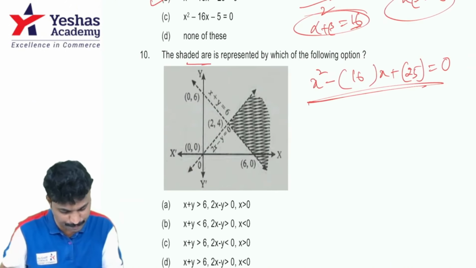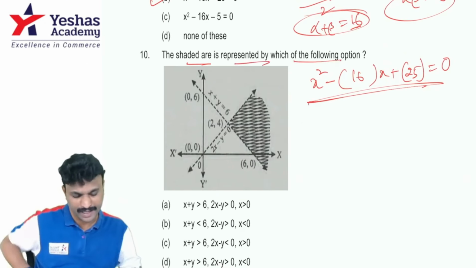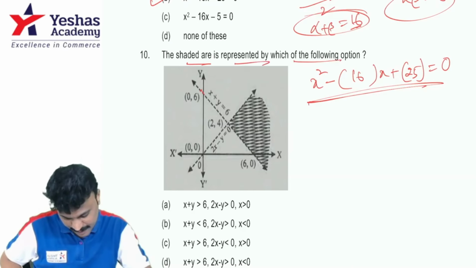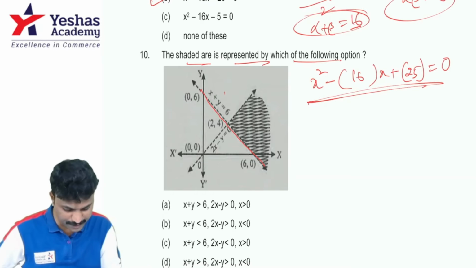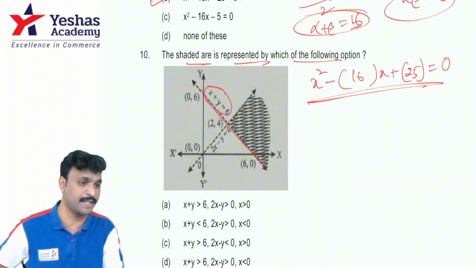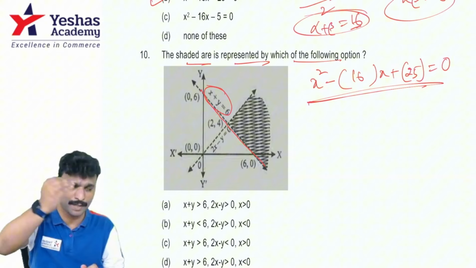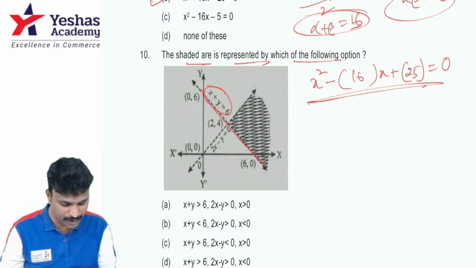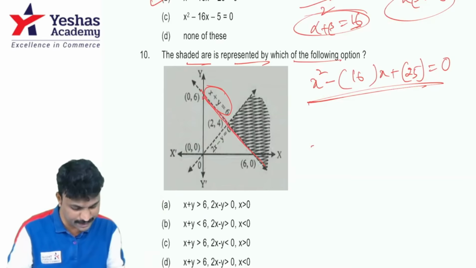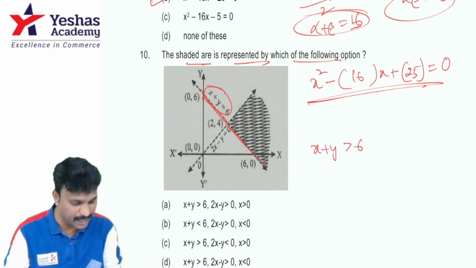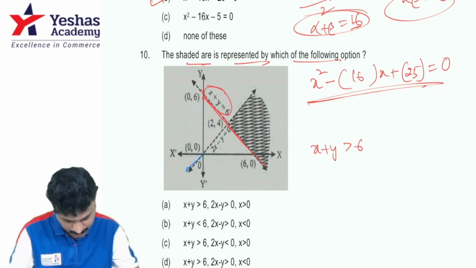The shaded portion, the shaded part is represented by which of the following options? Guys, take one line at a time. First, I'll consider this x plus y equal to 6 line. Now, x plus y equal to 6 line, you can see y is positive. If y is positive, it's a normal convention. Below means lesser, greater means above. You can see for this red line, where is the shaded portion? Above the line. That means x plus y should be greater than 6. Yes or no? And for the other line, let me show it in the blue color.